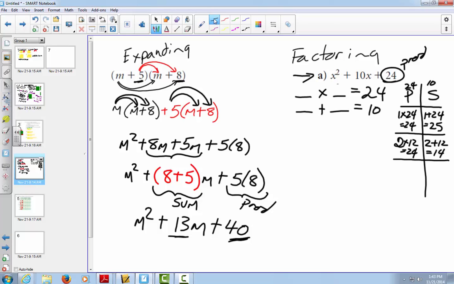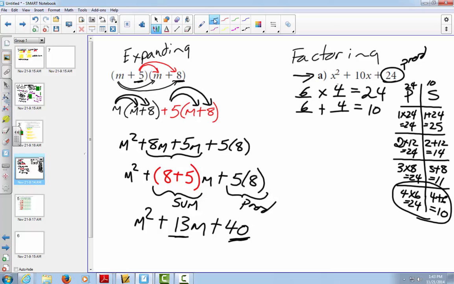Then we have 3 times 8 equals 24. 3 plus 8 equals 11. Not our answer. 4 times 6 equals 24. 4 plus 6 equals 10. There's our answer. Perfect. So 6 times 4 equals 24. 6 plus 4 equals 10.